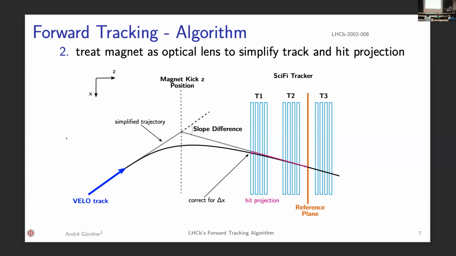So there are small errors that we introduce. And particularly in the first station of the SciFi, we have to correct for these because of the fringe fields that are still present there. The whole goal of this simplified trajectory is then to project all the hits that are present in these stations within the search window to a reference plane. And using this simplified track model, this can be done quite fast.